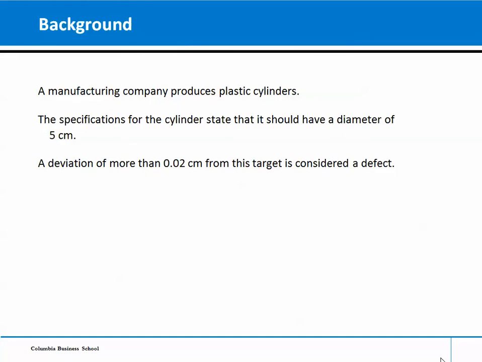A manufacturing company produces plastic cylinders. The specifications for the cylinder state that it should have a diameter of 5 centimeters. A deviation of more than 0.02 centimeters from this target is considered a defect.